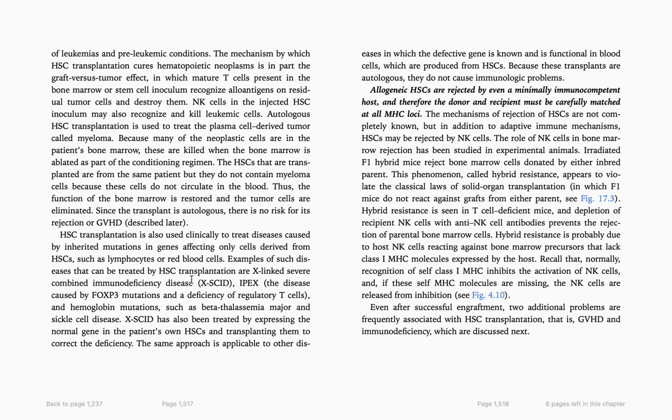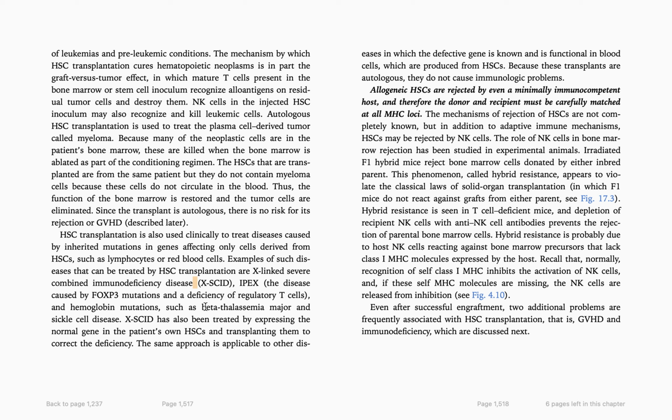X-linked SCID has also been treated by expressing the normal gene in the patient's own hematopoietic stem cells and transplanting them to correct the deficiency. The same approach is applicable to other diseases in which the defective gene is known and is functional in blood cells, which are produced from a hematopoietic stem cell. Because these transplants are autologous, they do not cause immunological problems.